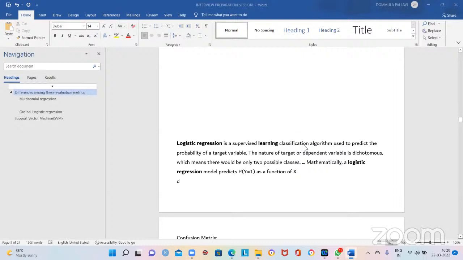Coming to the answer, logistic regression is a supervised learning classification algorithm used to predict the probability of a target variable. The nature of the target or dependent variable is dichotomous, which means there would be only two possible classes. Mathematically, a logistic regression model predicts P(Y=1) as a function of X.